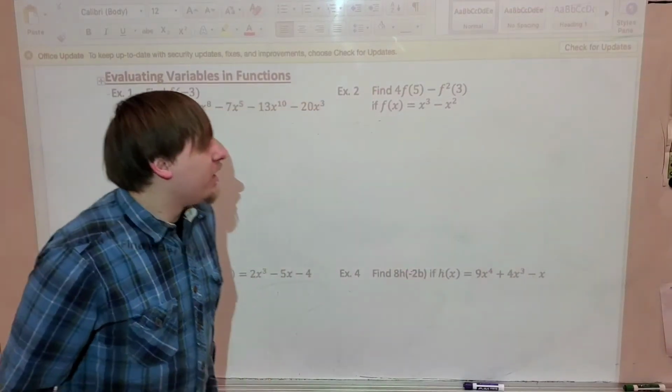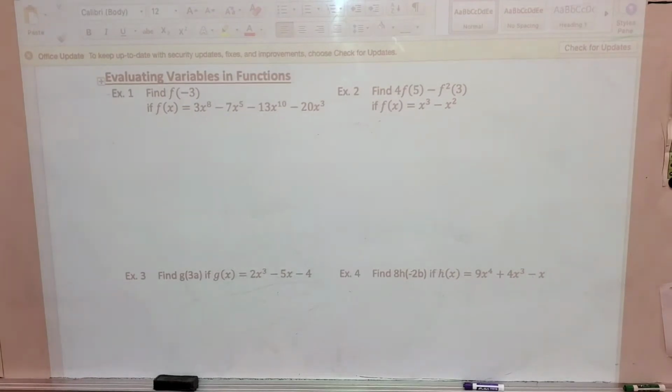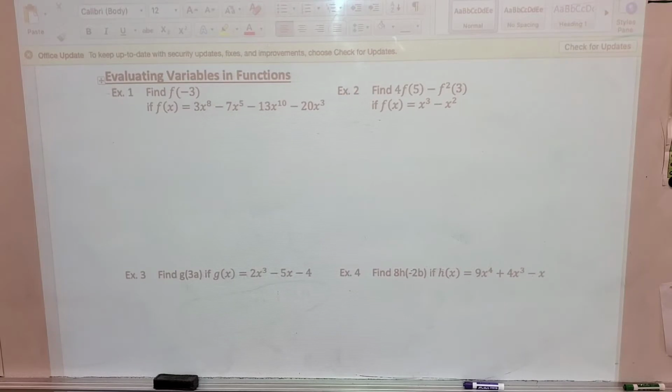All right, hi everybody. Okay, so we're going to be looking at about two things today. First thing we're going to look at is continuing to evaluate polynomial functions, and then after that we'll move on to some intro to graphing the polynomial functions. So first thing, all we're doing is evaluating, so that just means plug in.